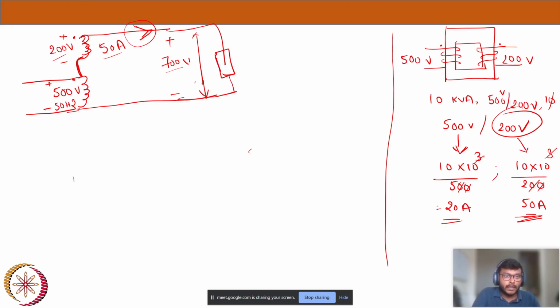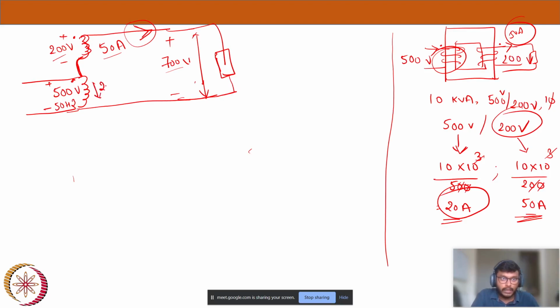So from this particular dot, from the secondary of 200 volts, 50 amps is leaving. Let's say there is a load here, 50 amps. Now I know how much current the primary will draw. That is nothing but 20 amps, so through this primary winding, 20 amps must flow. So that is this winding.